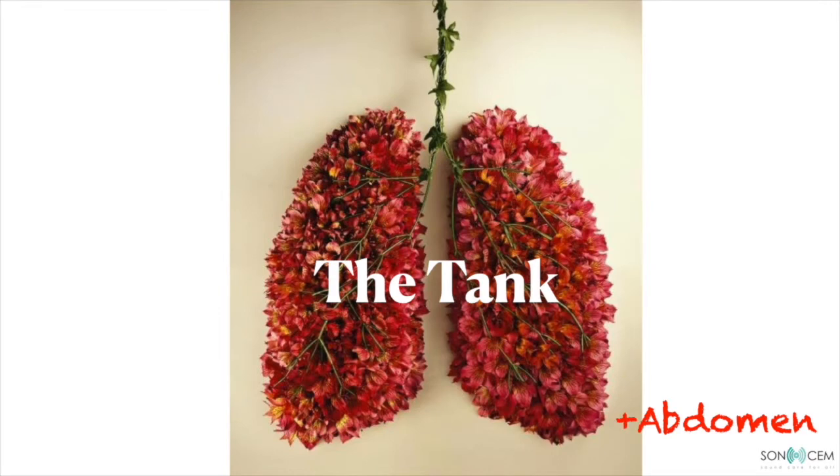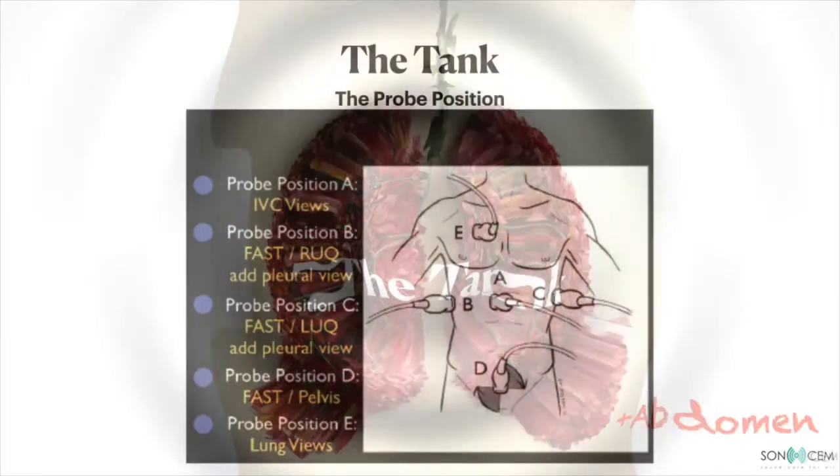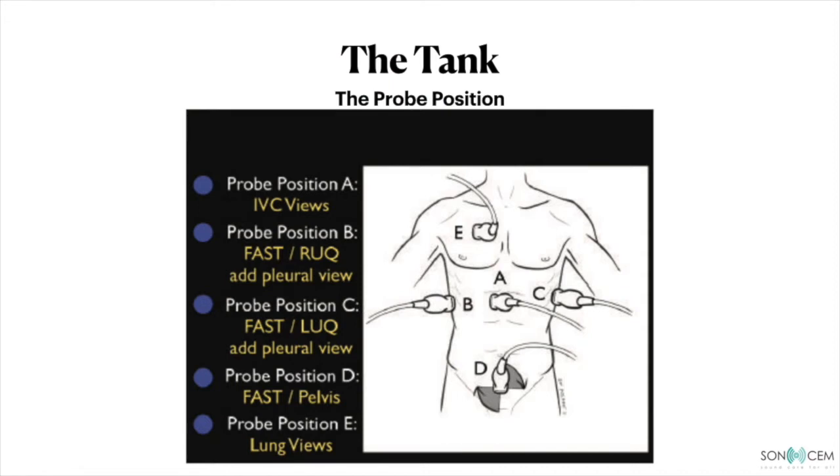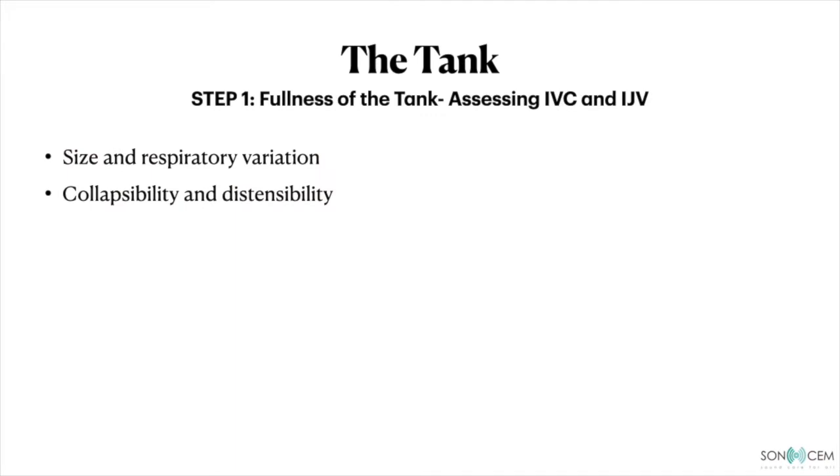Now we have completed the palm assessment. The next step would be evaluating the tank, which consists of the thoracic and also abdominal cavities. For tank assessment, use the curvilinear or abdominal probe to look at the IVC, intraperitoneal, and also the thoracic cavities. The first element of tank assessment is the fullness, which denotes a patient's volume status. This can be determined by the size and variation of the IVC and also the internal jugular vein.